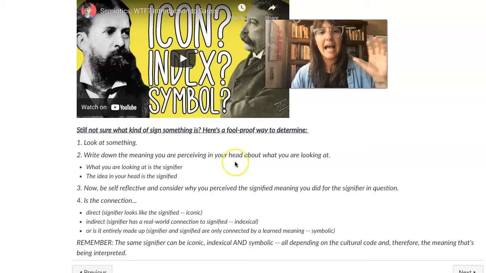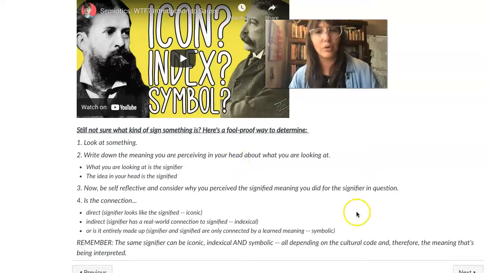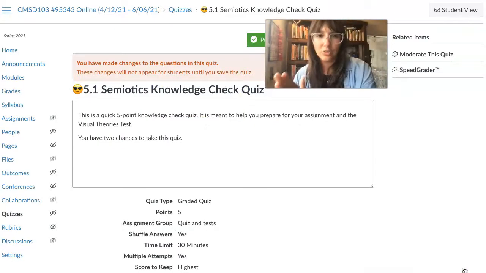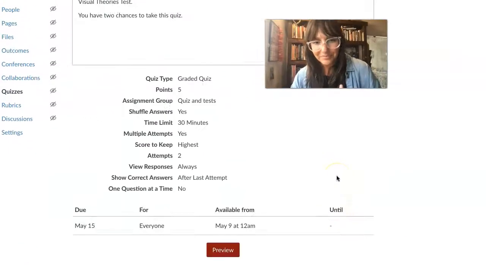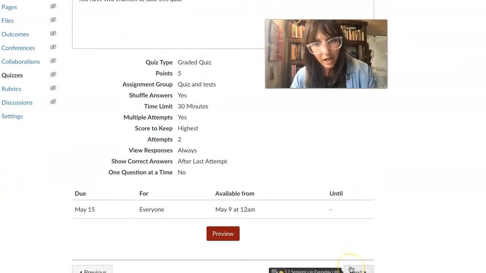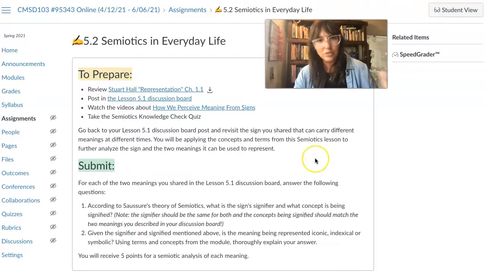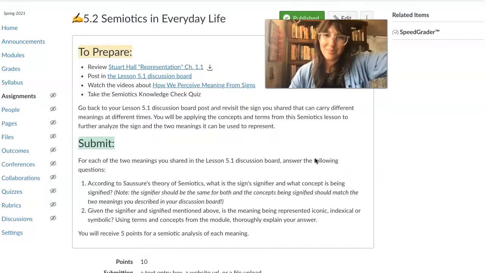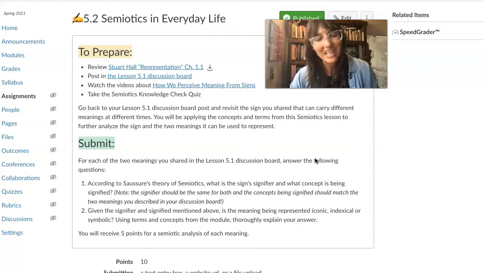So please review this. How do you know what kind of a sign something is? Here is this foolproof way to determine it. What does it look like, and how do you know what it means? Then you have a quick knowledge check quiz that will help you identify different signs and use these terms that I was just talking about. And then you have a really brief assignment where you will reflect on what you submitted in the discussion board earlier in the week, and you will analyze it more deeply.